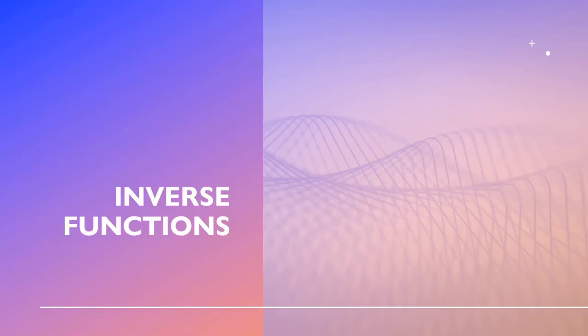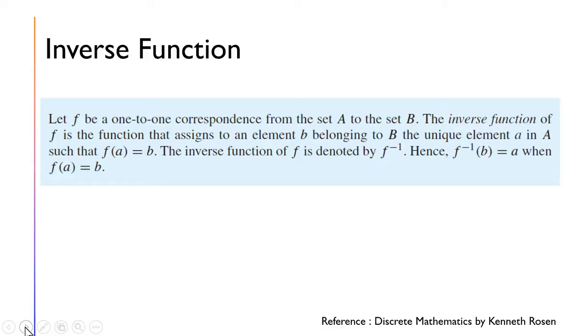Hello students, let's have a look at what we mean by inverse function. So what is an inverse function? For an inverse function, we need the function to be a one-to-one correspondence. Whatever f we have, it should be a one-to-one correspondence from set A to B. One-to-one correspondence means a bijection, so it needs to be one-to-one as well as onto.